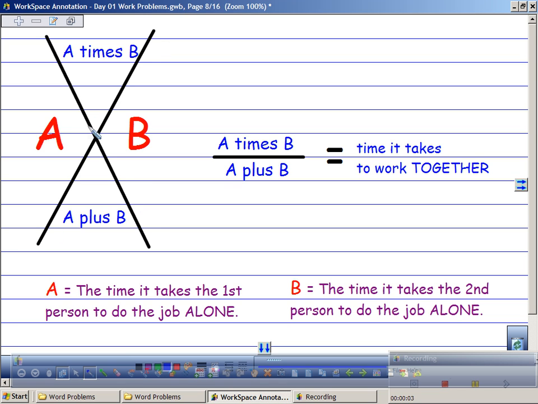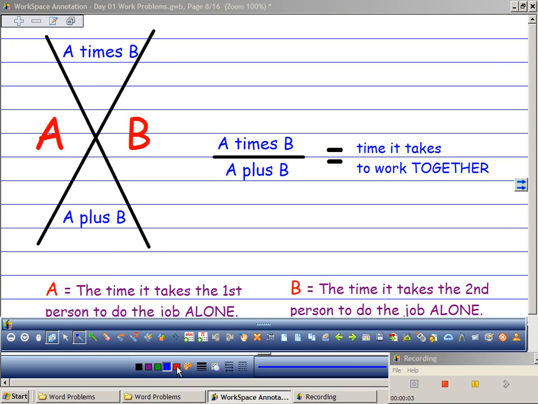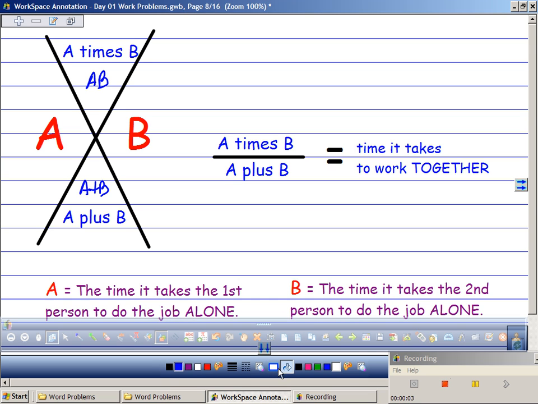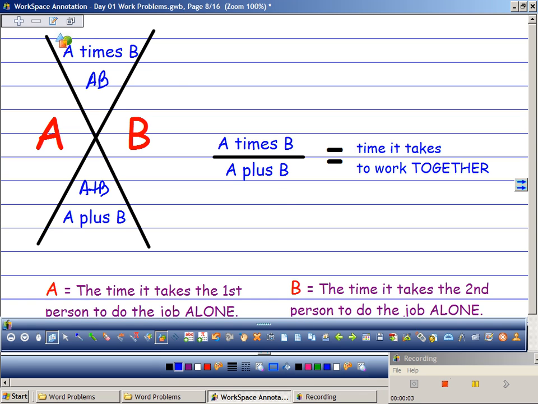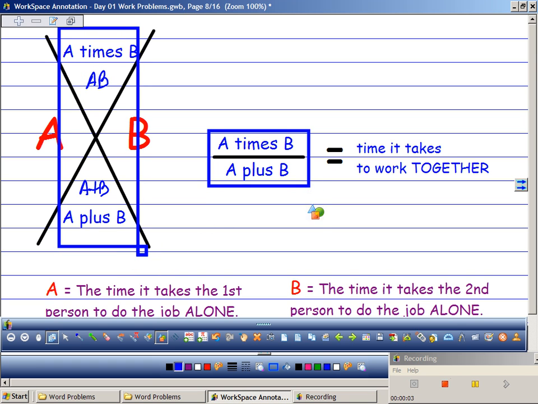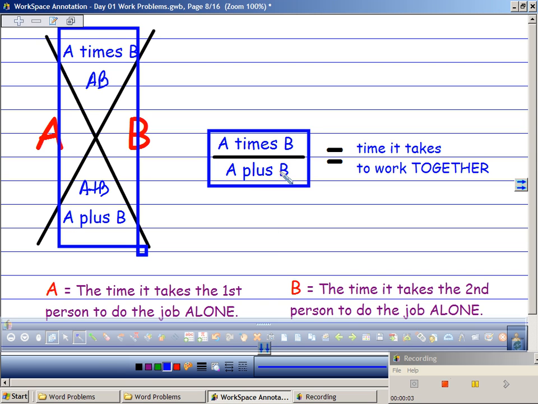If I set it up in this X figure here, we've already been used to saying if I have A and B, I can say A times B, and A plus B. These right here is my ratio. So A times B divided by A plus B equals the time it takes them to work together.